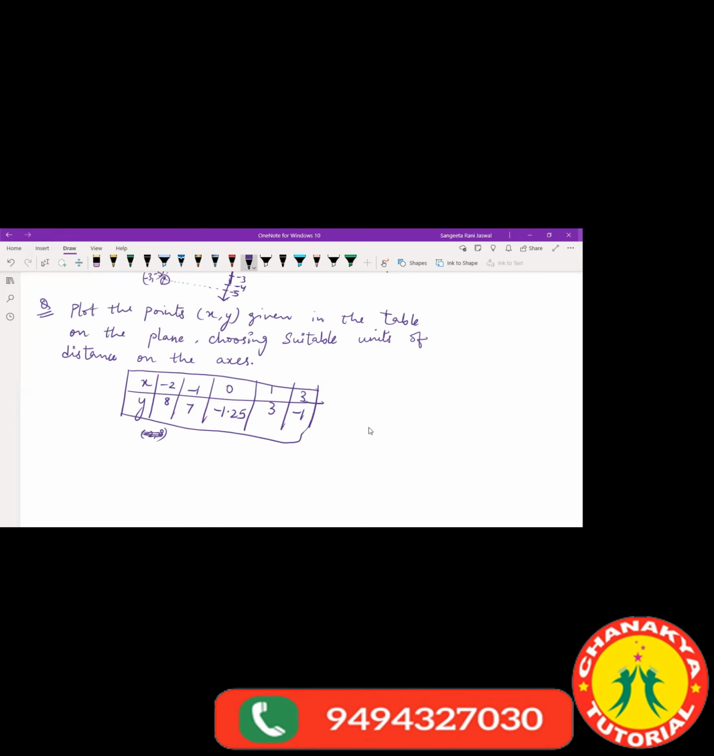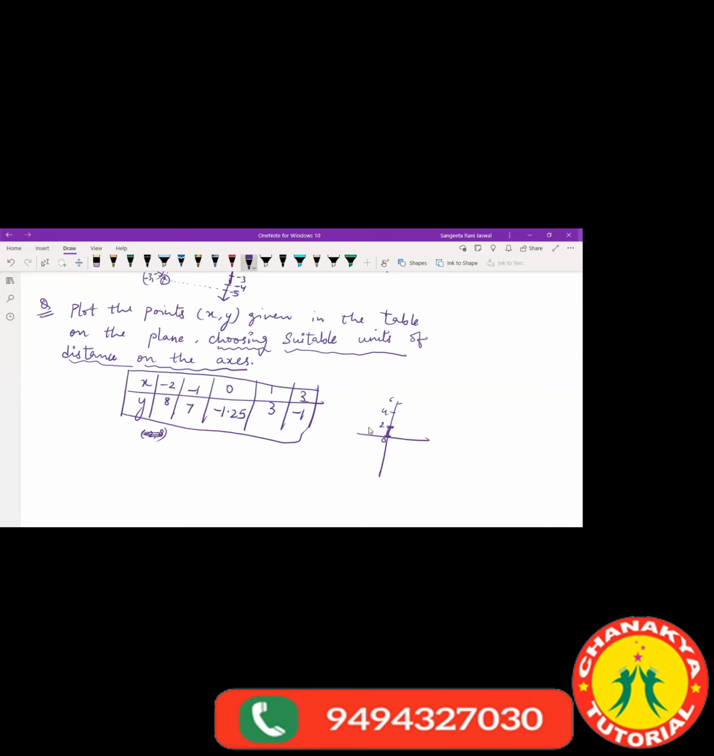Now you have to plot these points on the plane. Okay, एक Cartesian plane पे इनको plot करना है. एक और extra बात लिखी है यहाँ पे. Choosing suitable units of distance on the axis. Now suitable unit of distance means it's not necessary that one box of your graph paper, the 1 centimeter of your graph paper, should be just 1 centimeter only. Okay, it can even range from 0 to 2, 2 to 4, 4 to 6, like this.